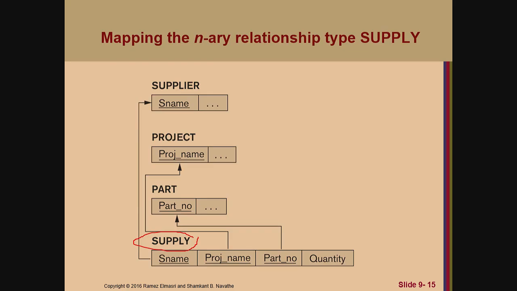Now we have 3 entities participating in the supply relationship, so we have to bring them all. The key from supplier, the key from project, the key from part number, and use them all together as the primary key of the new relation, or the new table. And don't forget the attribute of the relation. So you can map the n-ary relationship to this kind of table.